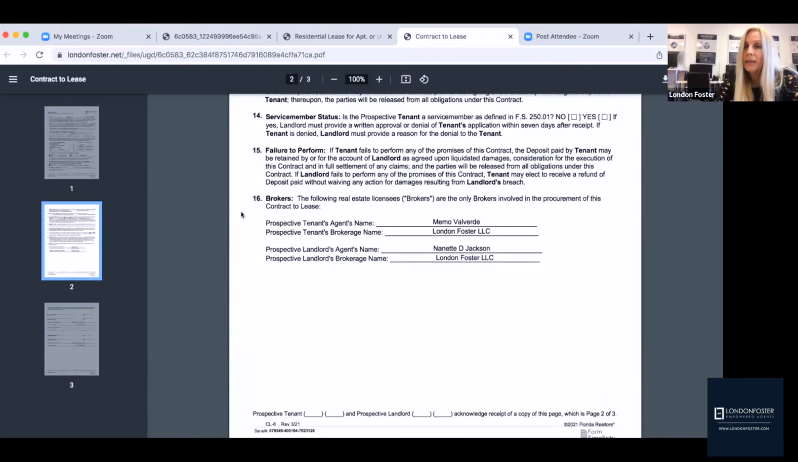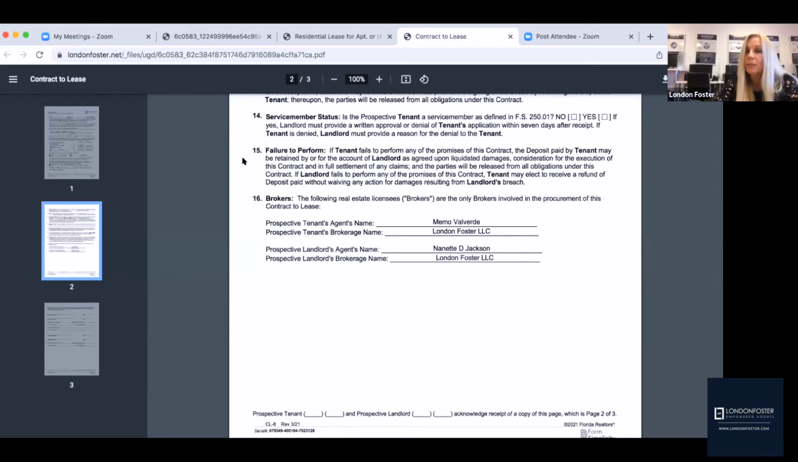Okay, and this says within 7 days after receipt. So just make sure that they can't wait until 30 days and try to get that money back, cancel if they find a better apartment. So this all has to be done within 7 days if they deny the tenant.